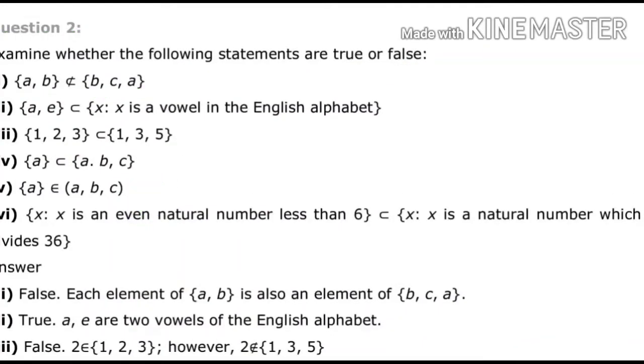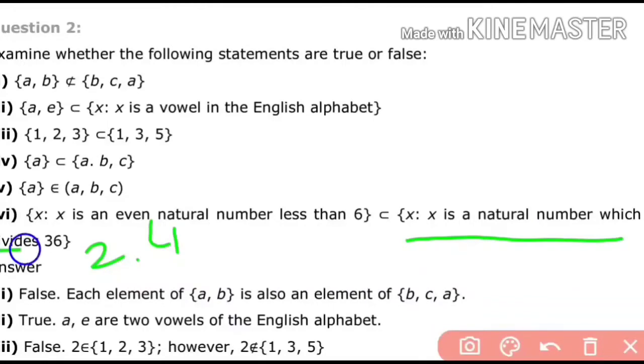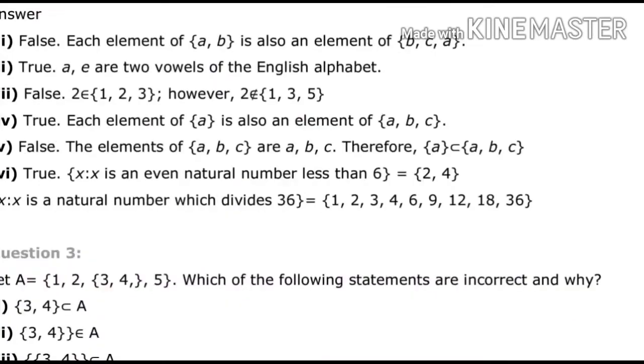Question number 6 is x such that x is an even natural number less than 6. Even natural number means 2, 4, you have only 2 numbers. And x such that x is a natural number which divides 36, means 36 can be divided by 2 and 4 both, means 2 and 4 are also factors of 36. So here it is true. Once more, you can check your answer.